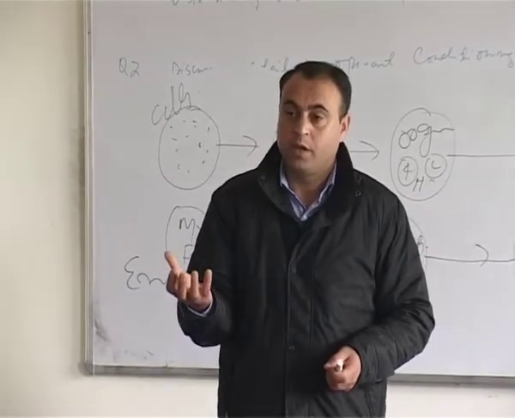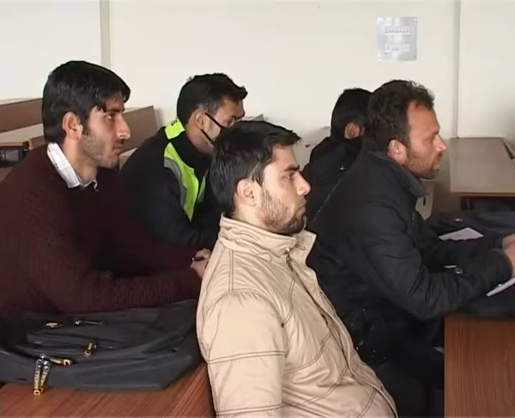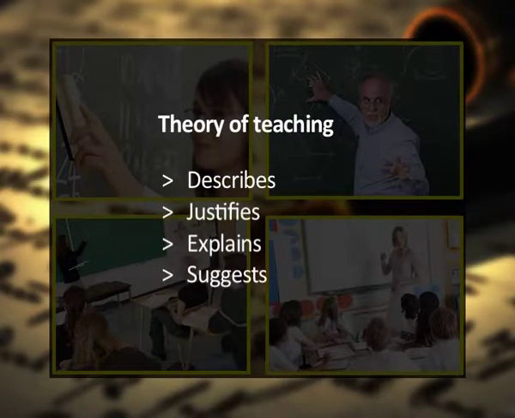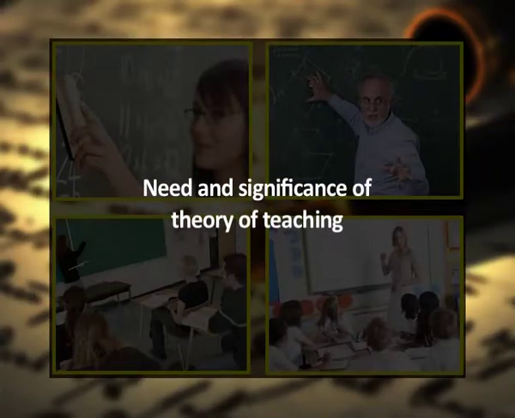Theory of teaching helps in the implementation of contractual relationship between the teacher and the taught. Theory of teaching can be safely used to manage teaching in terms of its planning, control, and prediction. A theory of teaching describes, justifies, explains, and suggests the most appropriate way of manipulating the elements of variables involved in the teaching process. Now we'll discuss need and significance of theory of teaching.